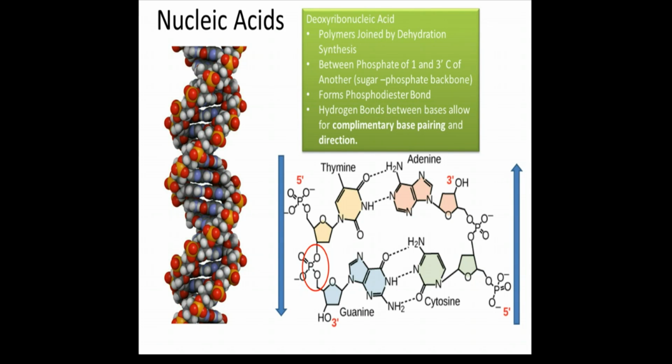Hydrogen bonding occurs between the 2 polynucleotides. Base pairing always follows adenine with thymine, and guanine with cytosine. It also allows for DNA to have a specific direction. Notice the arrangement of one side of the nucleotide strand versus the other side. They go in opposite directions. So we have complementary base pairing and opposite direction.